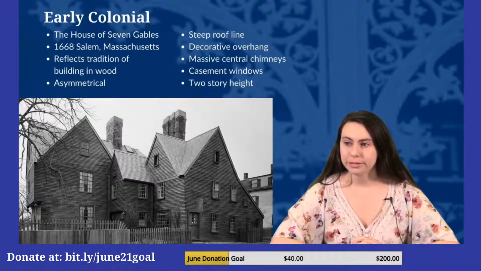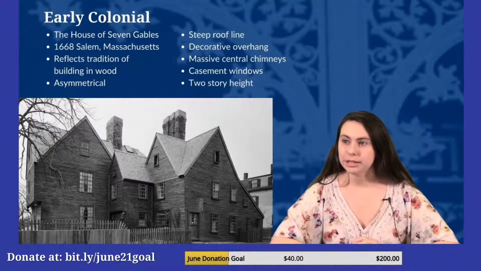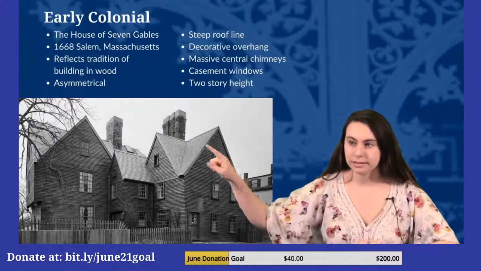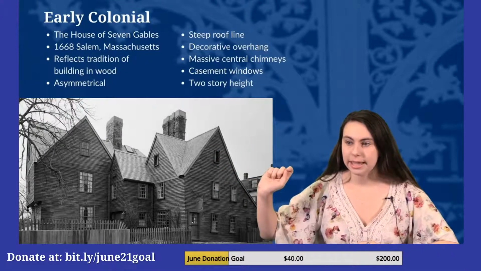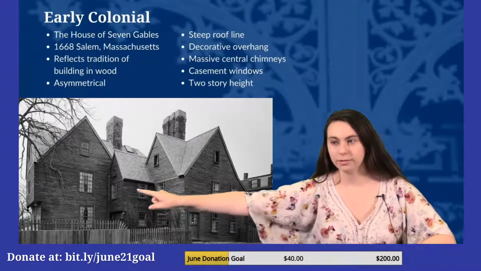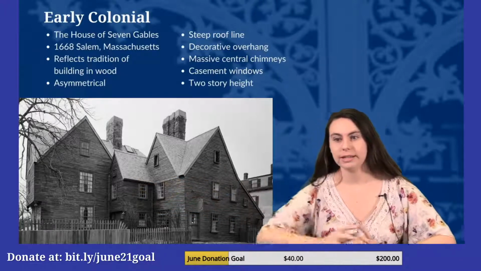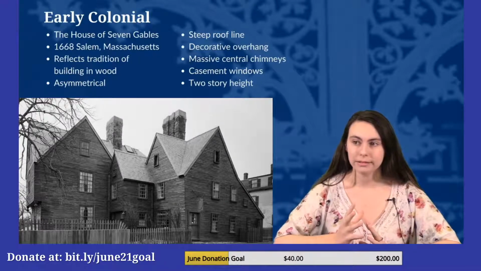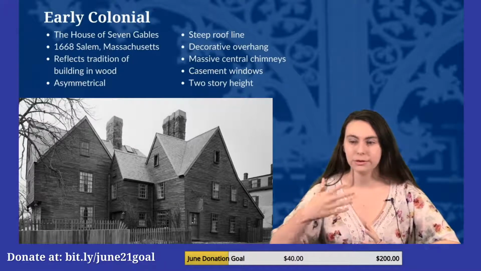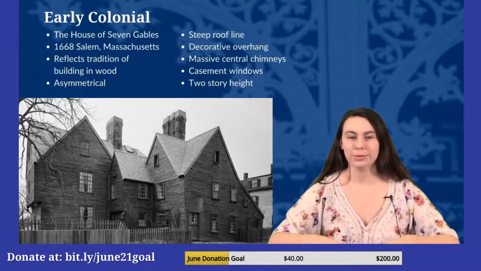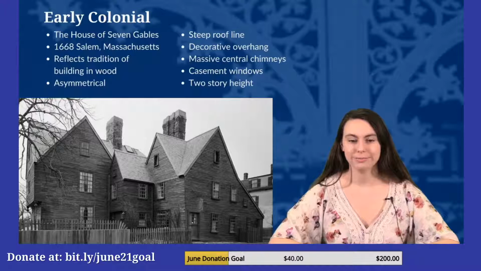You also have casement windows here that you can see for the fenestration or the window treatments, and it is 2 stories in height. As you can see, it has 2 stories. And when I'm referring to the decorative overhang, you can see it in the far corner over there is the decorative overhang.